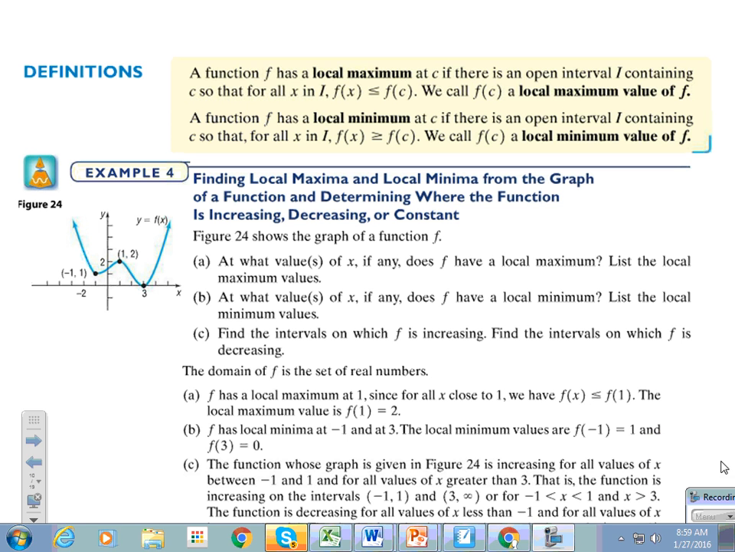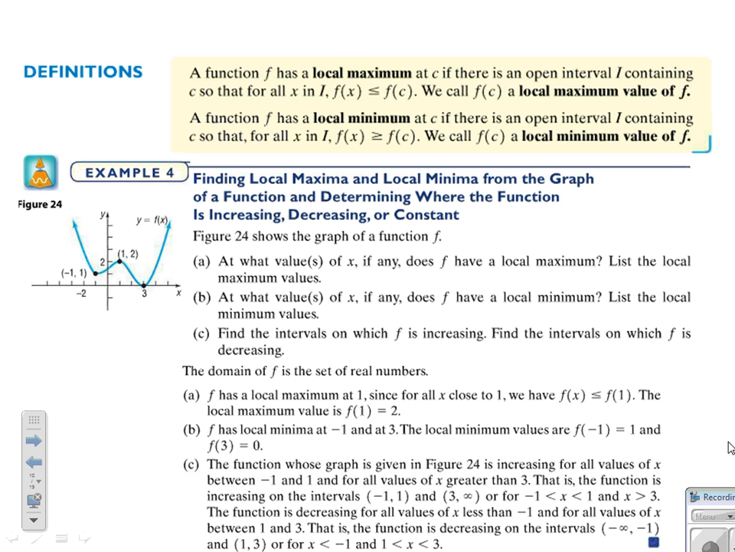So if we look at figure 24, just looking at increasing, from -1 to 1, we're increasing. And from 3 to infinity, we're increasing. So the intervals look like parenthesis -1 comma 1, close parenthesis, and 3 comma infinity. You can also write it as -1 less than x less than 1, and x greater than 3.